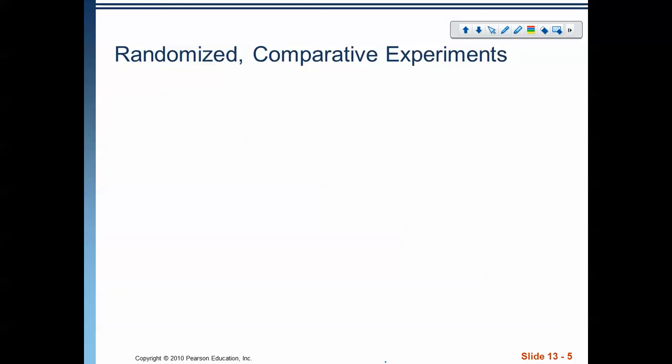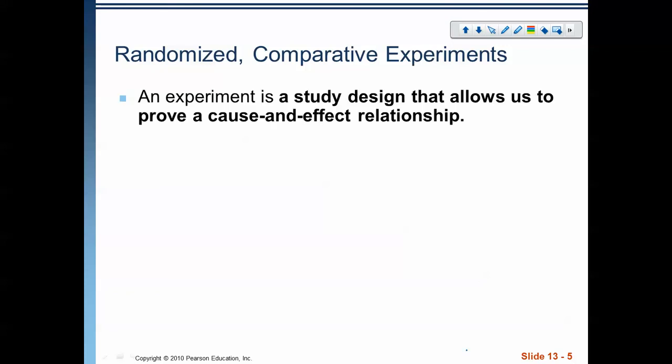Now let's talk about a randomized comparative experiment. A randomized comparative experiment, when done well, is a study that allows us to prove a cause and effect relationship. So observational studies can't, but experiments, when done well, can prove a cause and effect relationship. However, performing a good experiment is often a very difficult thing to do.